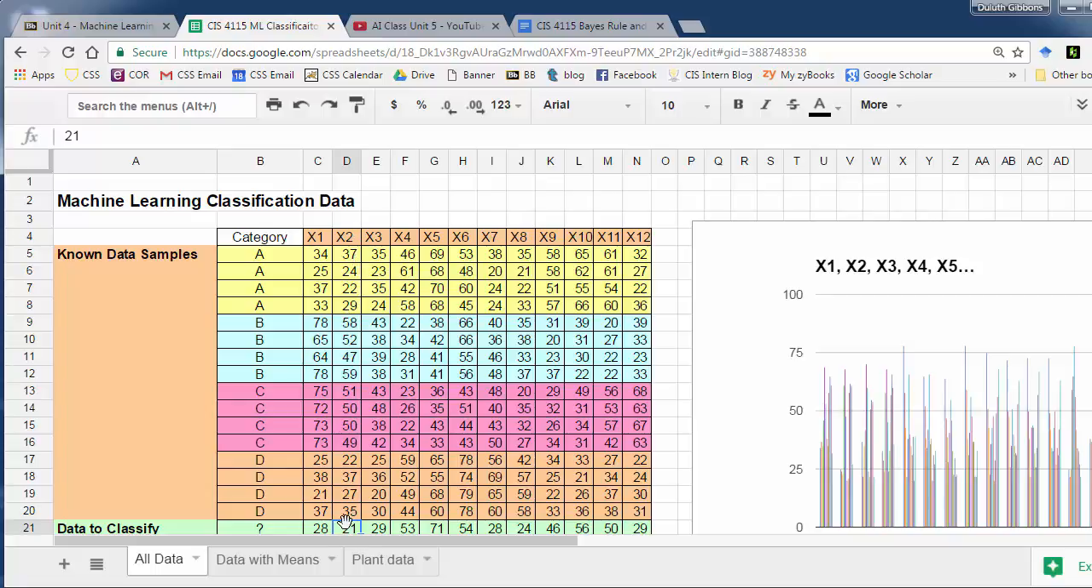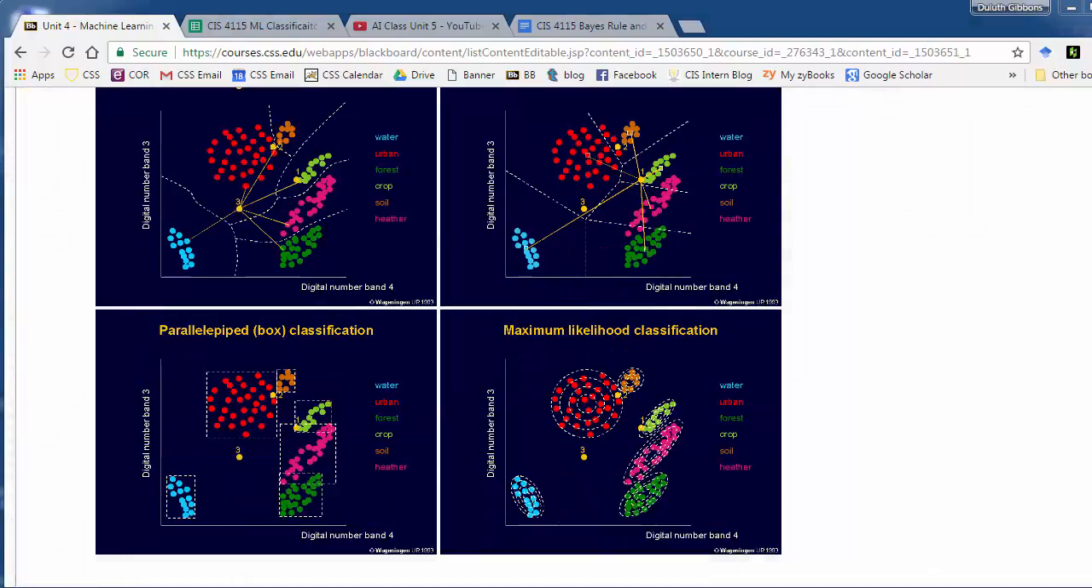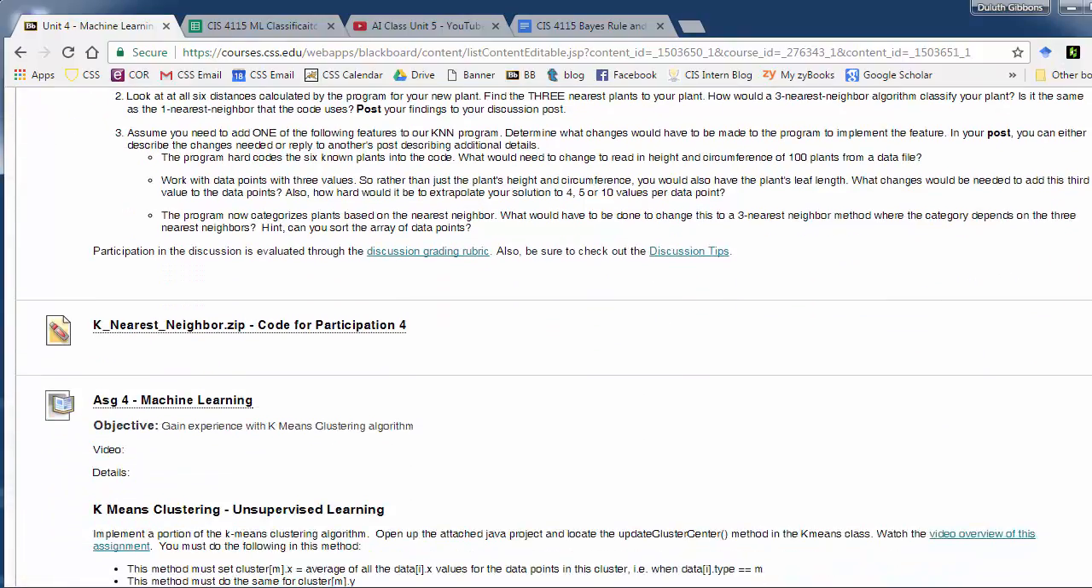just outside that range. So one of the problems with this parallelepipedal calculation is that, as you can see in this picture, you do have data points that are outside the boxes sometimes. So again, we won't go into that. We're going to look at this nearest neighbor calculation in our code. So go on, you can do the participation exercise, and then in our assignment, we'll look at k-means clustering.